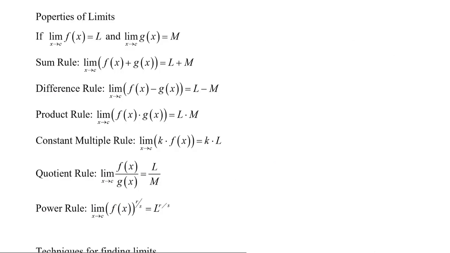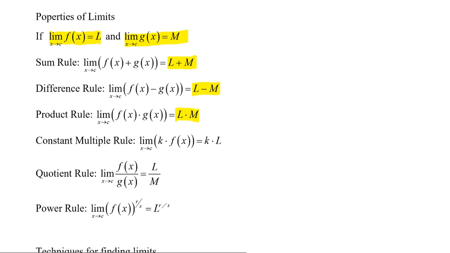So if we break down the properties of limits, we're just going to work with the idea that if we have the limit as x approaches c of f of x equal to the number L, and the limit as x approaches c of g of x equal to the number m, we have a sum rule that says if you're adding two functions inside of a limit, you can just add their limits. We have a difference rule that says if you're subtracting two functions inside of a limit, you can subtract their limits. A product rule says multiplying is the same as multiplying their limits.